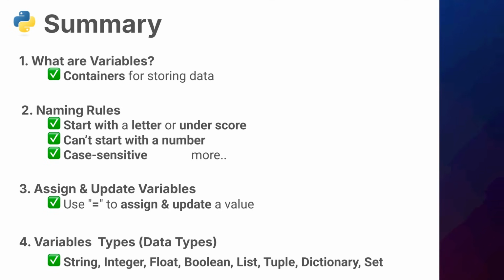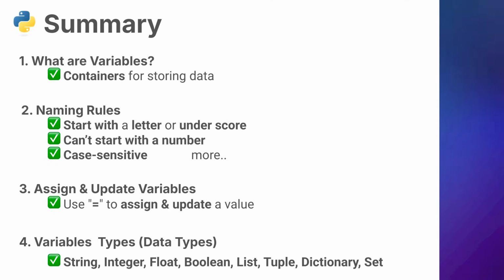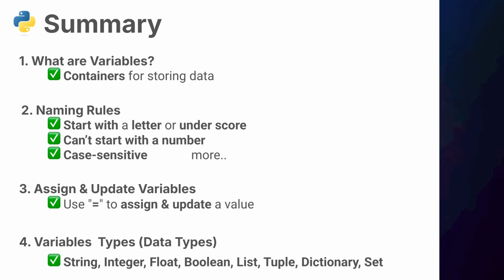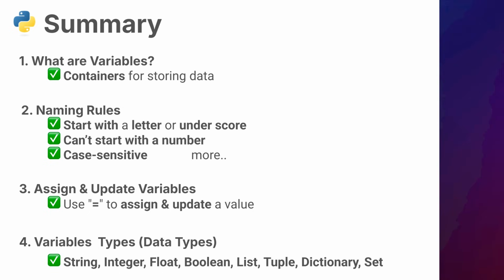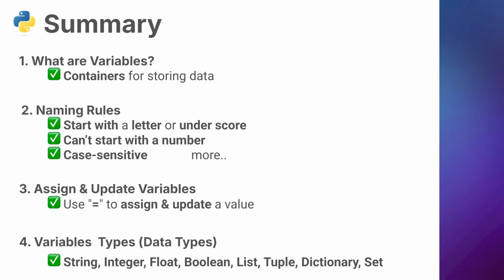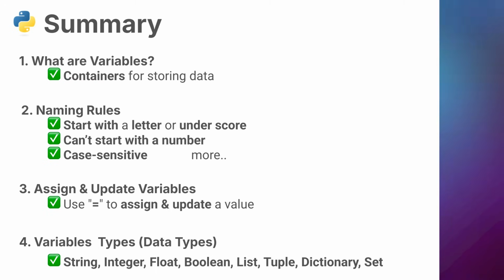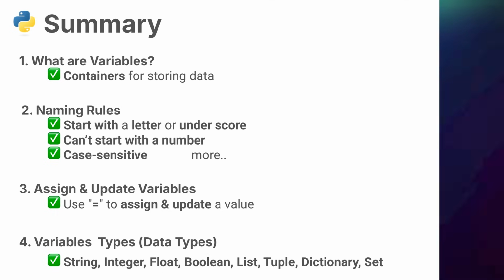And that's it for this section on variables in Python. We covered everything from what variables are and why they're important, to the rules for naming them, how to assign and update values, and the different data types Python supports. We explored strings, integers, floats, booleans, lists, tuples, dictionaries, and sets, understanding how each type is used to store and manage different kinds of data. Learning how to work with variables effectively is an essential step in becoming a confident programmer.